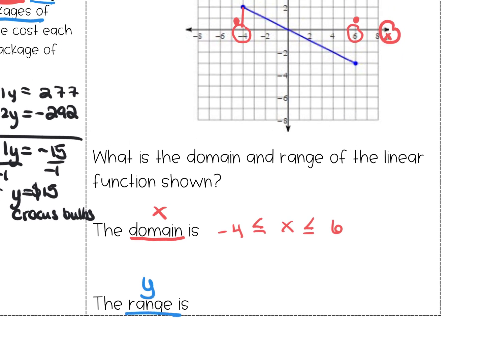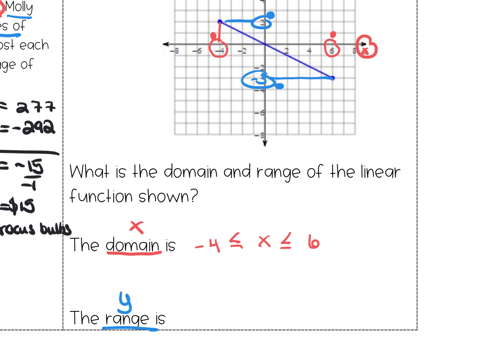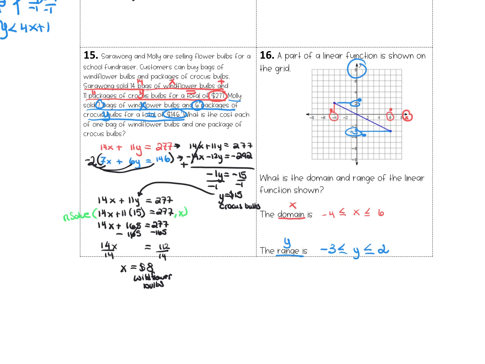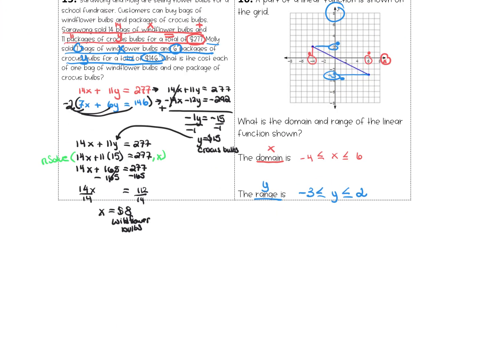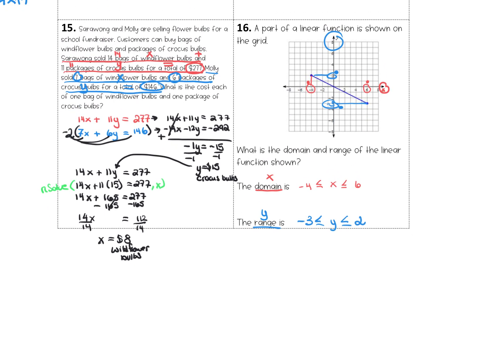Range is my y value, so I'm going to go here to my y-axis. The top was 2 with a closed circle. The very bottom is a -3 with a closed circle. So you put them in numeric order, small first. I'm going to go -3, y, and then my 2, and they both had closed circles, so less than or equal to, less than or equal to. Number 17 is very similar to number 15. So go ahead and pause your video, use 15 as your model.